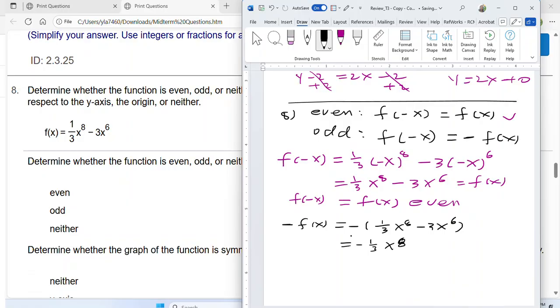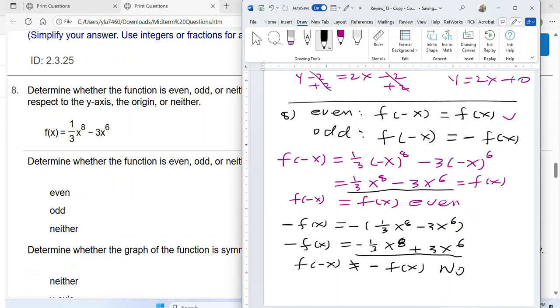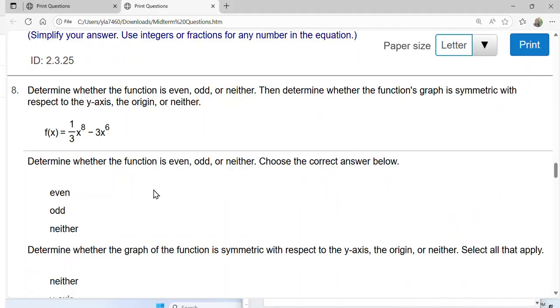Apparently, these two are not equal. Look at it, these two are not equal. So that means f of negative x is not equal to negative f of x, so this one is not an odd function. We already proved this one is even. So as I said earlier, if a graph is even, it cannot be odd that way. Okay, so that is using the algebra way. And of course, we can also graph it, we can visualize that.